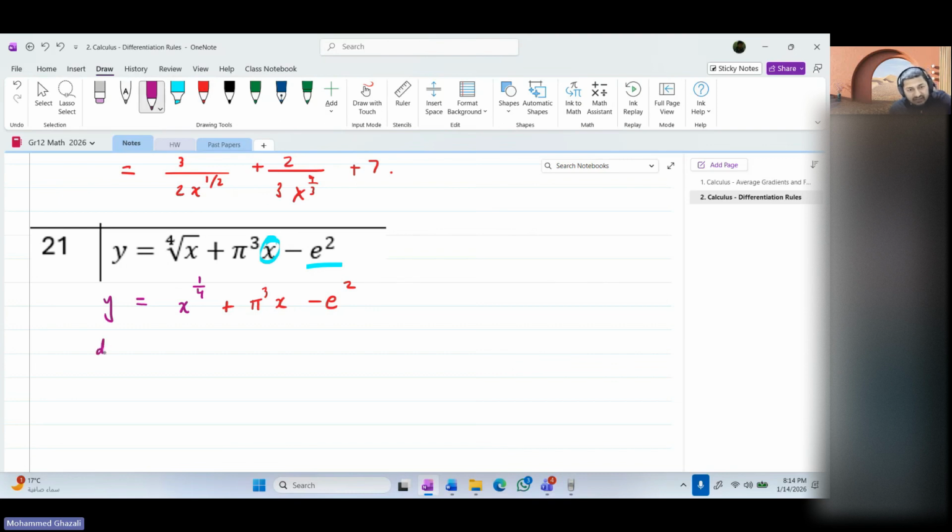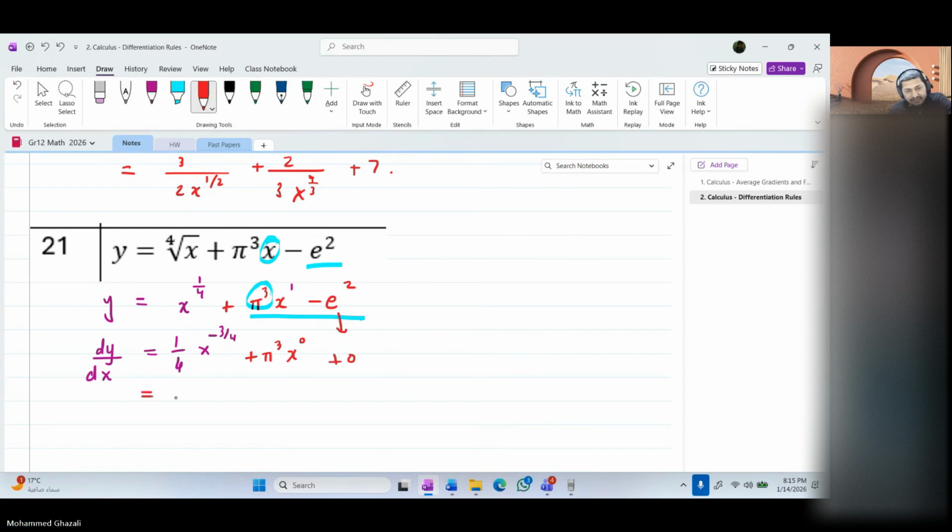I'm finding the derivative, so dy dx will now be quarter times 1, which is quarter, x to the power quarter minus 1, which is minus 3/4. 1 times pi cubed, or you can think of this as written in the form mx plus c. There's your mx plus c, right? But anyways, let us apply the power rule. 1 times pi cubed is pi cubed. Take away 1 from the power, so that's x to the power 0, and the derivative of a constant is plus 0.